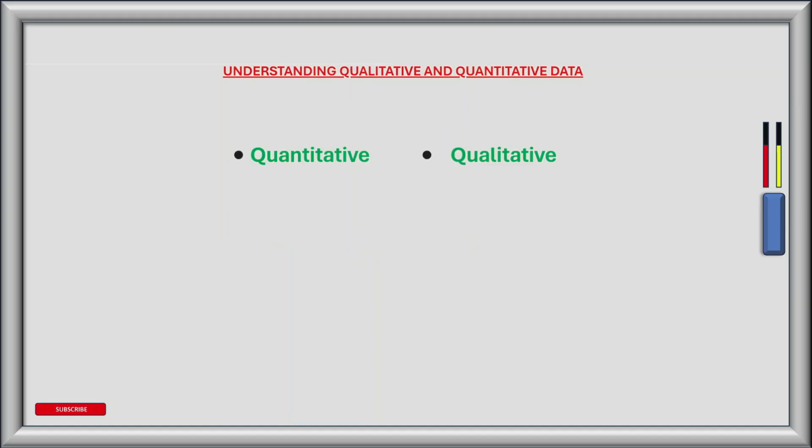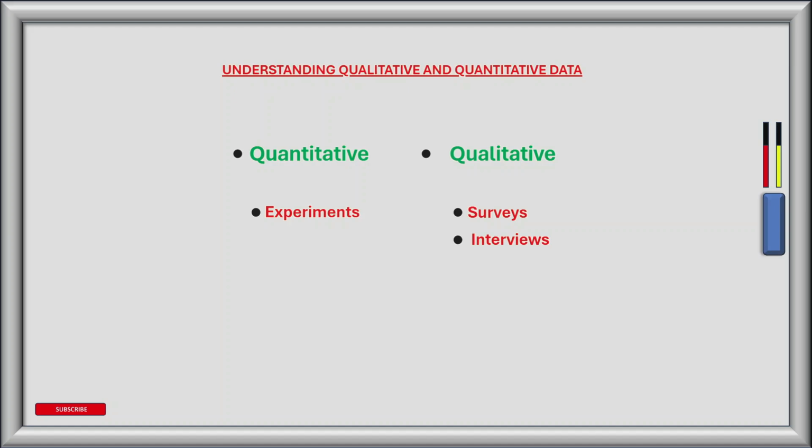So how do we go about collecting quantitative and qualitative data? Well, quantitative data tends to come from experiments, and qualitative data tends to come from such things as surveys and interviews.